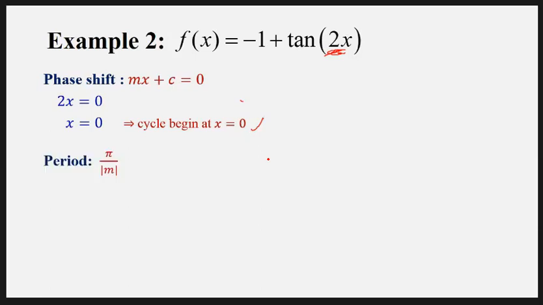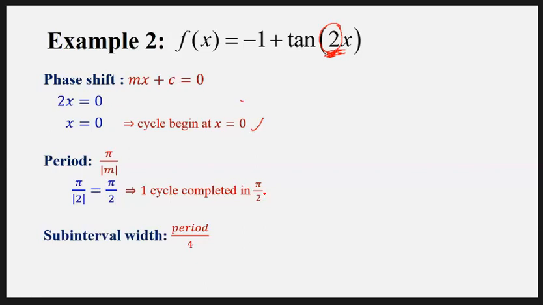Next, we would like to find out the period, where we have pi divided by modulus m. The m here corresponds to the coefficient of x. So as a result, I have pi over 2 for the period, where one cycle of the tangent graph that we have later is completed in pi over 2. Then we find the sub-interval width for the table later, where we use period divided by 4. So we have pi over 2 divided by 4, and the answer is pi over 8 as the common difference in the table later.